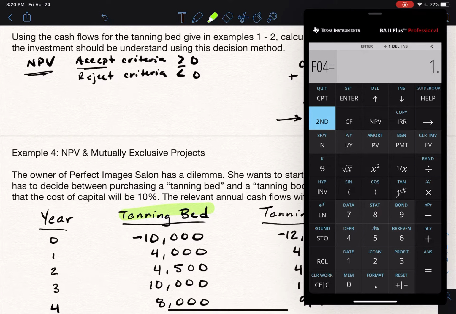And we're out of cash flows at this point, right? So we have now filled out our cash flow menu. We don't need to go to cash flow 5, so don't do anything. If you hit enter there, you're going to mess up your calculations. Just go back up to where you were.